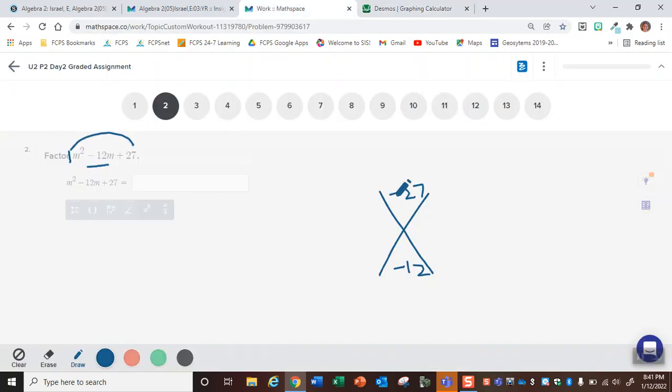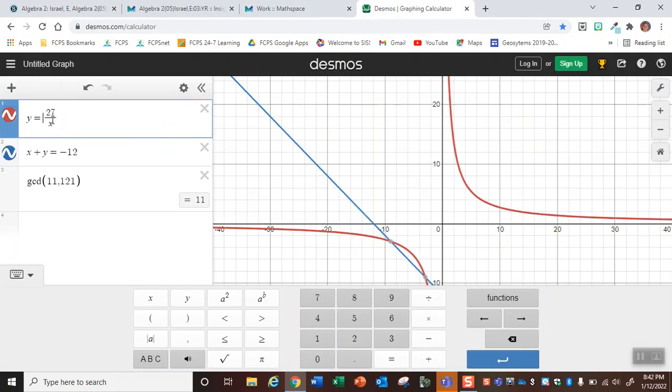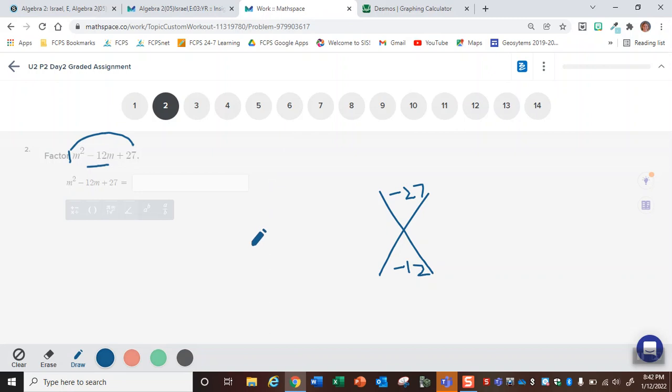Oh, it's positive 27. Oh my goodness. It is positive 27 and negative 12. Positive 27, negative 12. Negative 9 and negative 3. Okay.